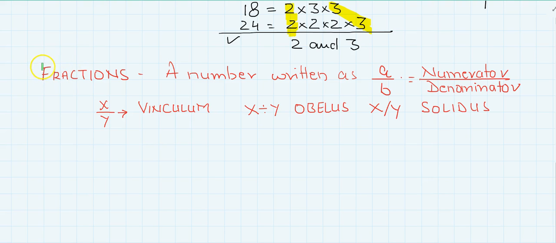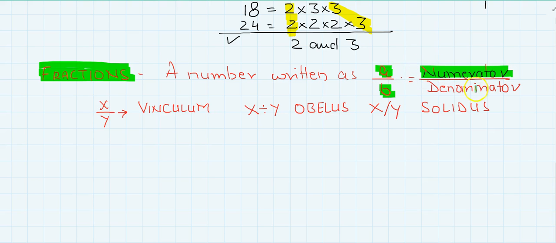Now let's talk about fractions. A fraction is a number which we write in the form of A over B. The top number is called a numerator and the bottom number is called denominator. For example, we are having, say, 2 over 5. This complete number is a fraction.